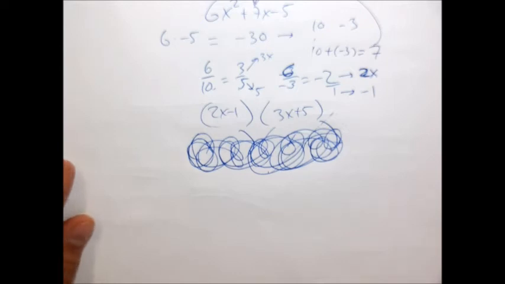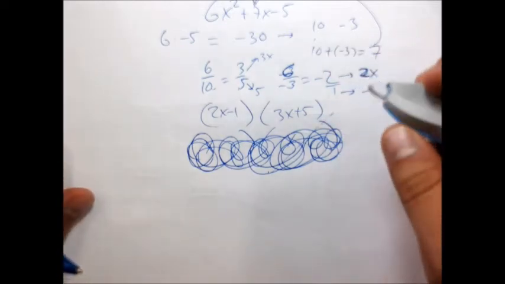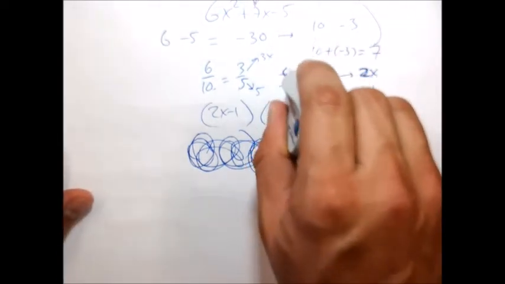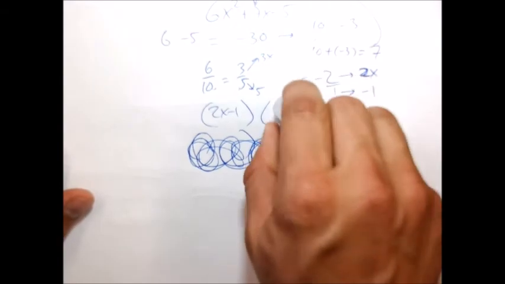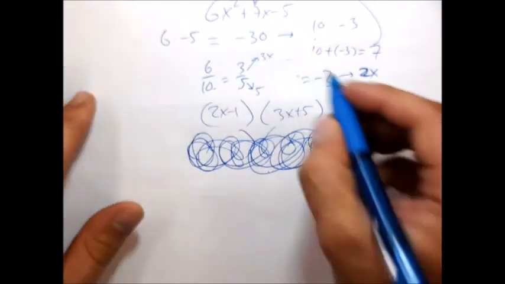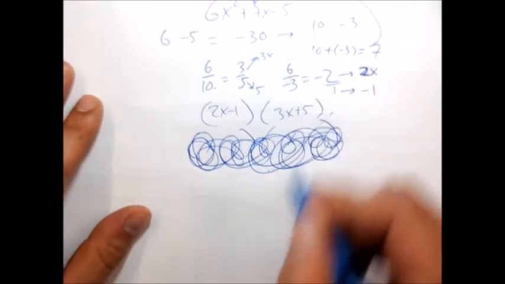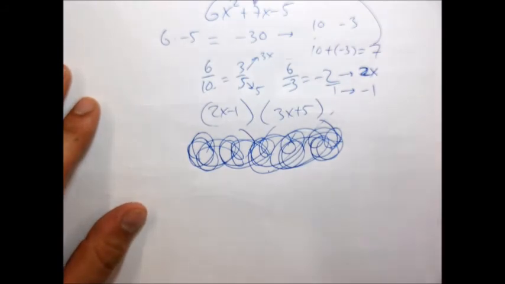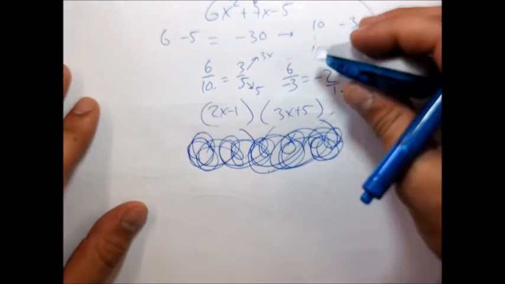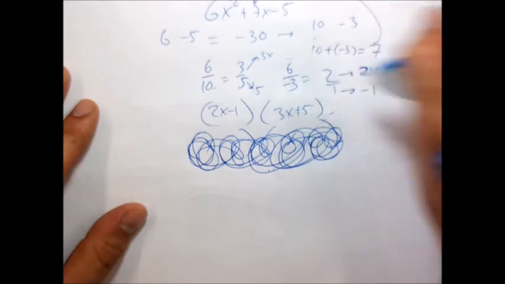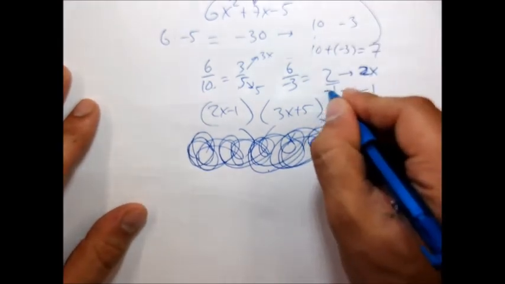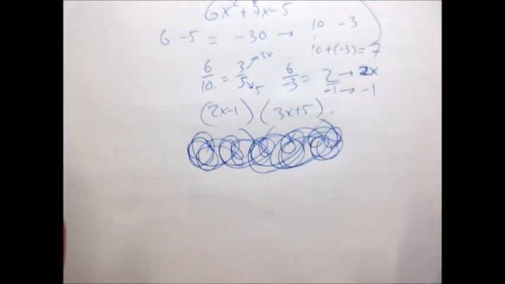I'm sorry, can you say that again? Yeah, let me rewrite that because that's 6. It's 6 over -3, and let's just keep the negative with the bottom. Is that better? I don't know why this is so blurry.